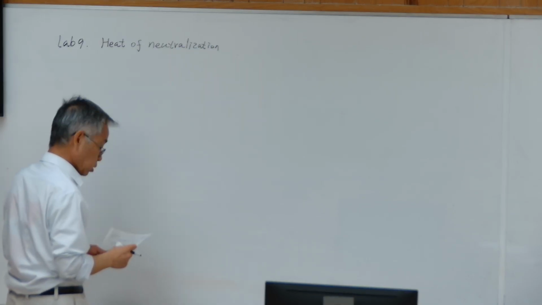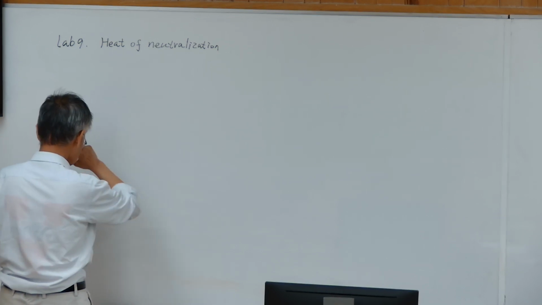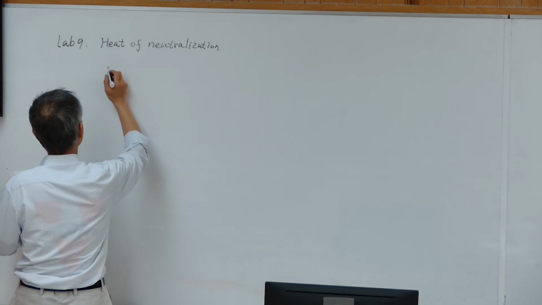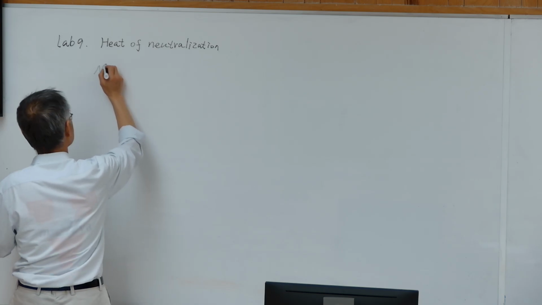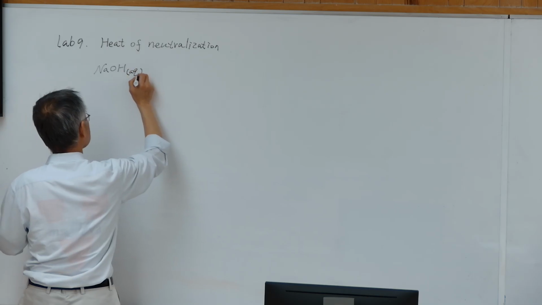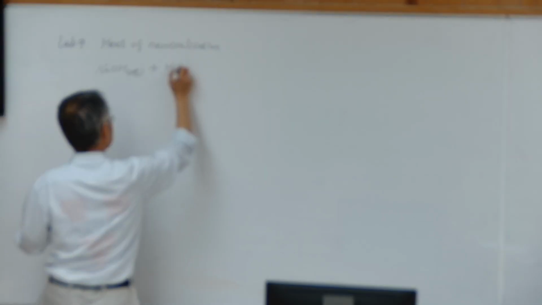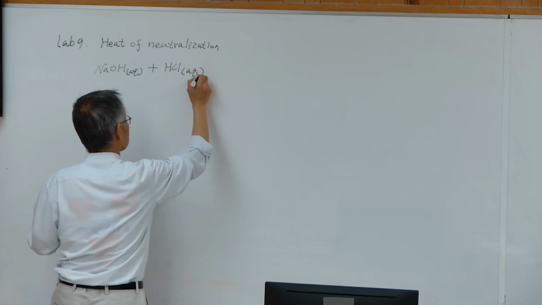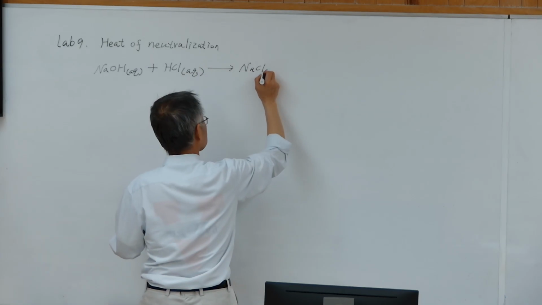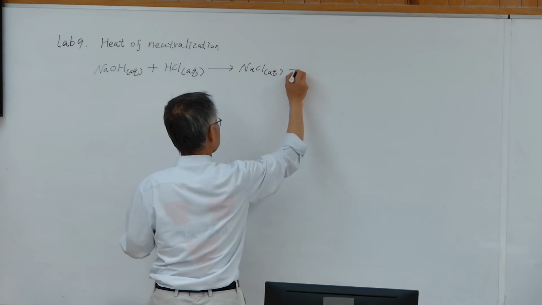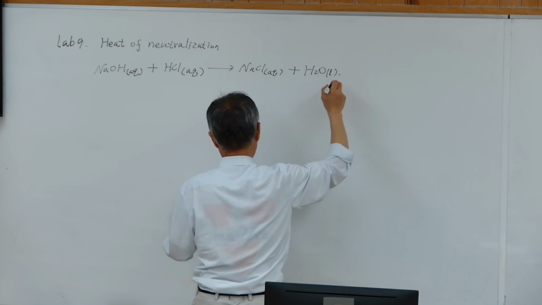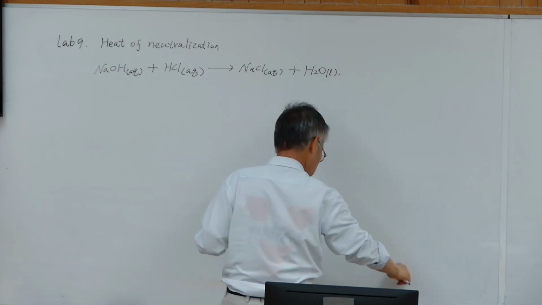A strong base reacting with a strong acid produces salt and water at the same time, and releases 56.2 kilojoules of energy. Like sodium hydroxide, a strong base, reacts with hydrochloric acid, a strong acid, to produce sodium chloride, which is table salt, and also water. It releases heat.